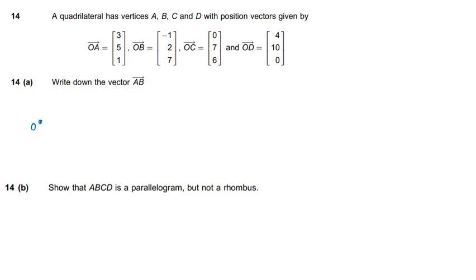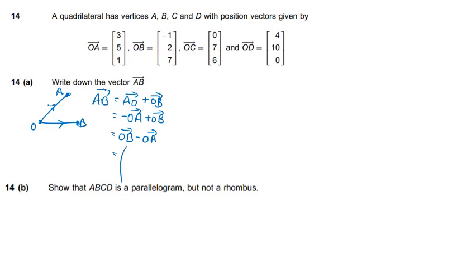So if we've got the origin here, and here's A and here's B, and that's OA and that's OB, then to get from A to B, we have to go from A to O and then from O to B. But AO is just the negative of OA. So in other words, it's just OB minus OA. So minus 1 minus 3 is minus 4, 2 minus 5 is minus 3, and 7 minus 1 is 6.